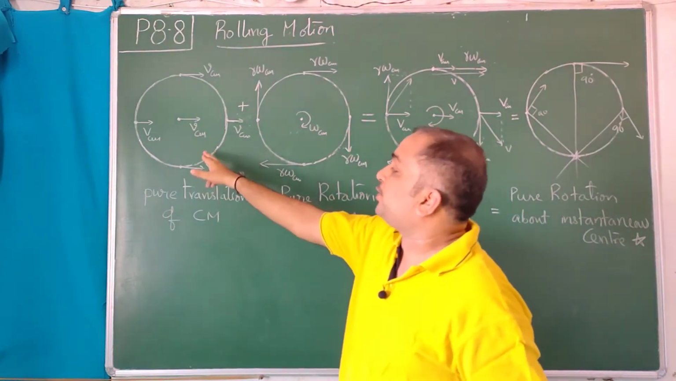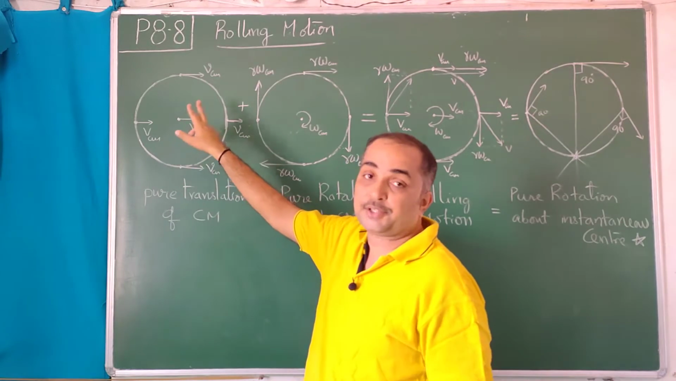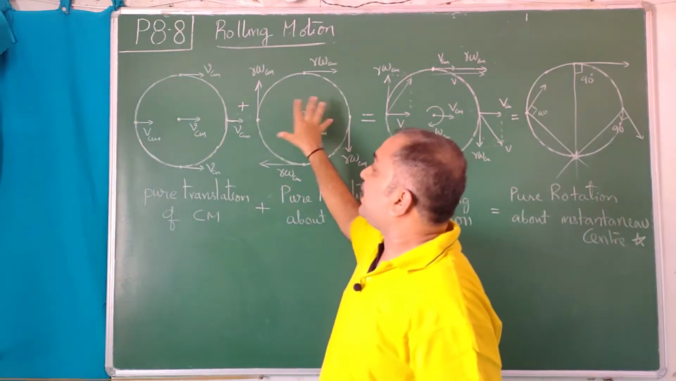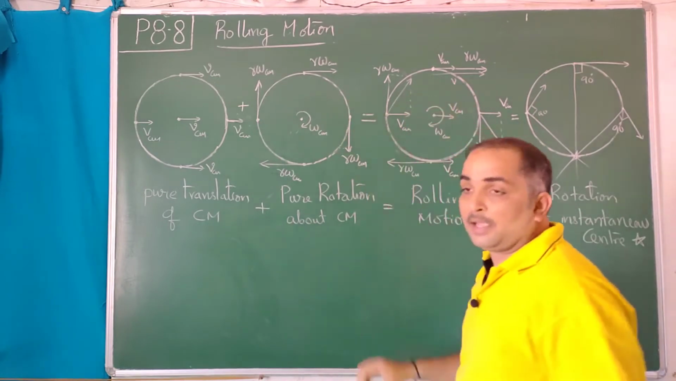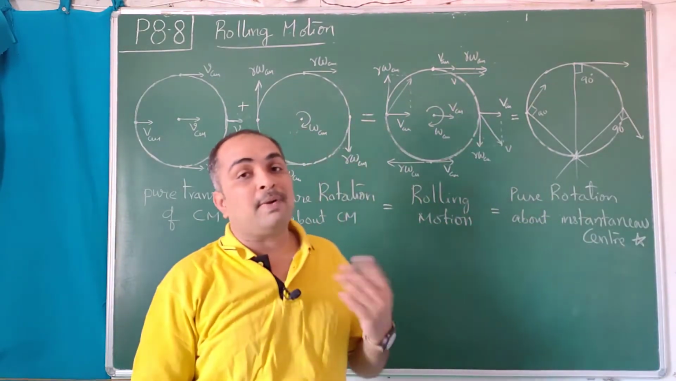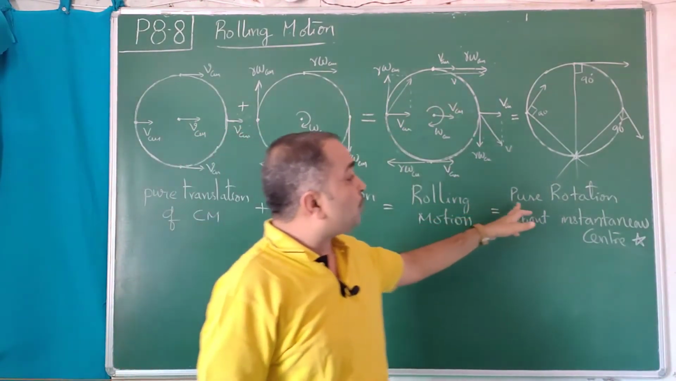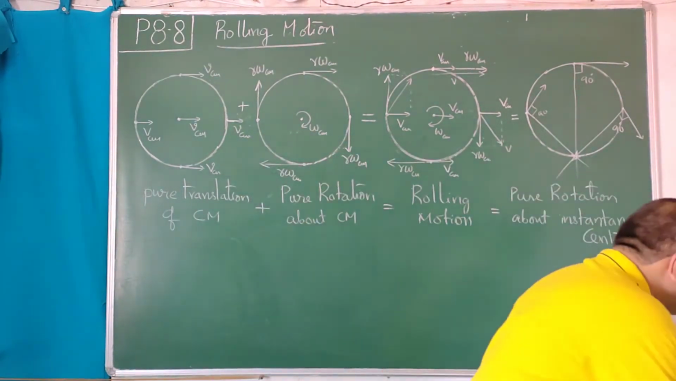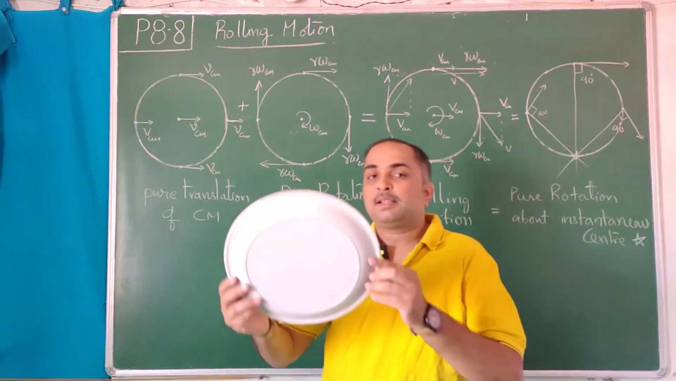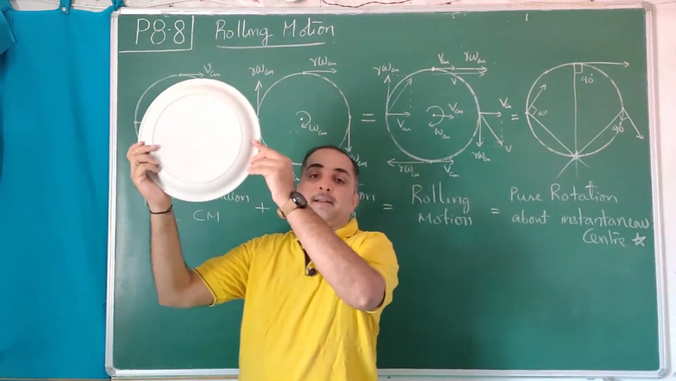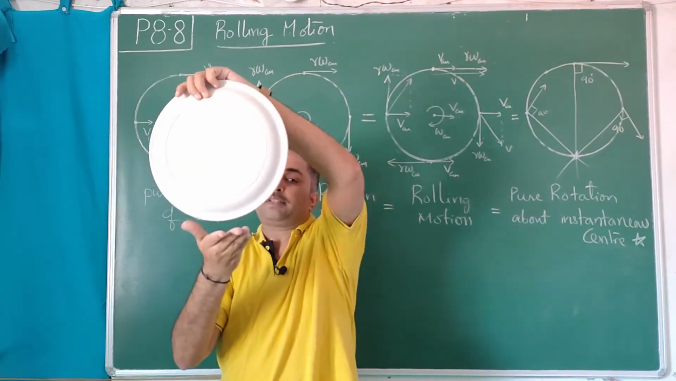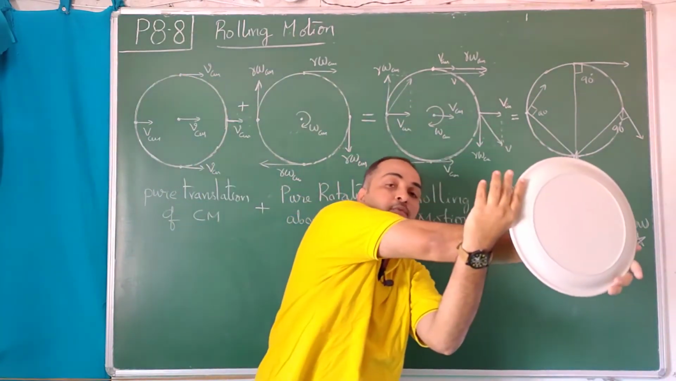But while using translation, don't use rotation; that's called pure translation. While using rotation, don't translate; that's pure rotation. And a combination of these two we call rolling motion. And if you want to see it in another format, it can be seen as pure rotation about the instantaneous center. So I will show you all. This is the diagram. I am showing rolling motion. Here, if you have a surface, it will be doing like this and going forward.